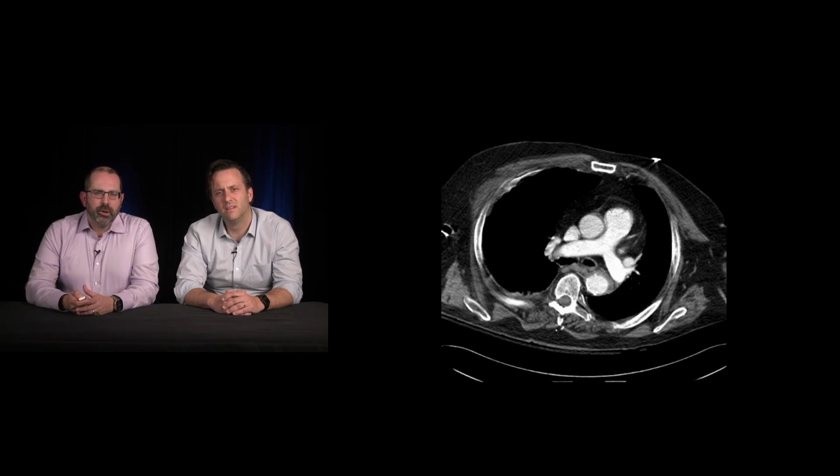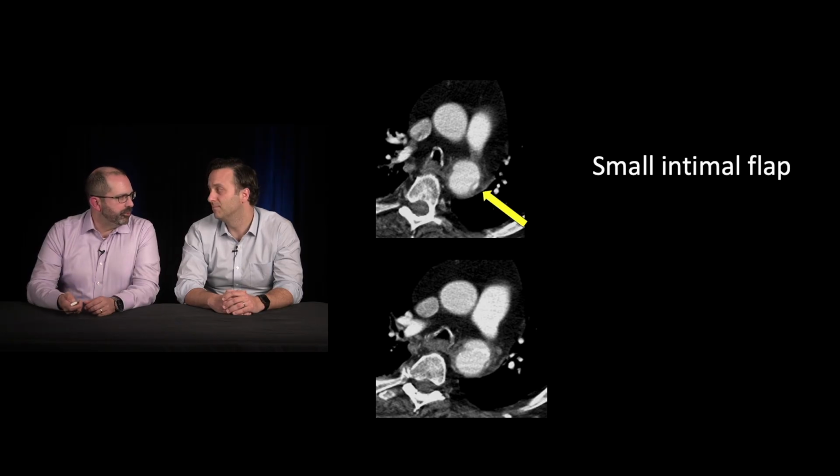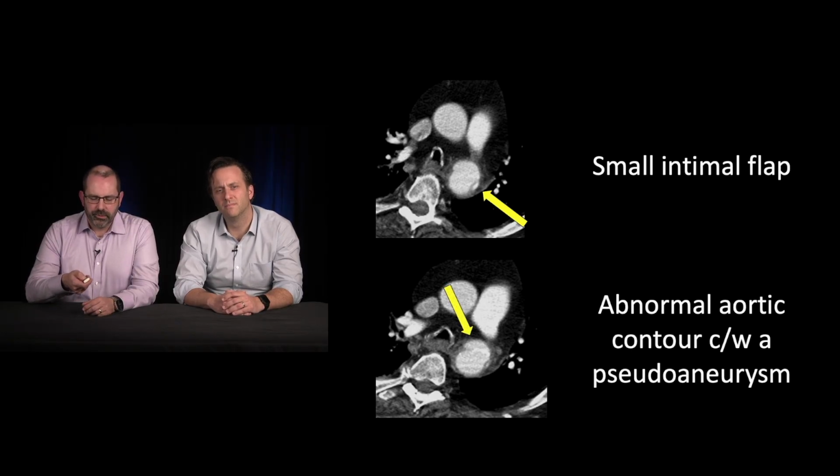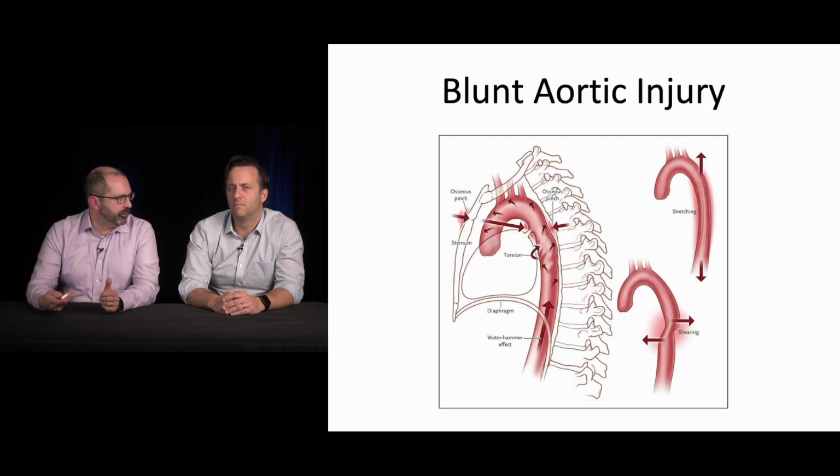So again, we're going to focus on what's going to kill him first. Looking at the aorta, you start to see maybe a little intimal flap there, and then you see this weird sort of contour out here. It looks almost like a mushroom on top. And that's consistent with a pseudoaneurysm. All right, so what we're dealing with here is a blunt aortic injury or an aortic transection.